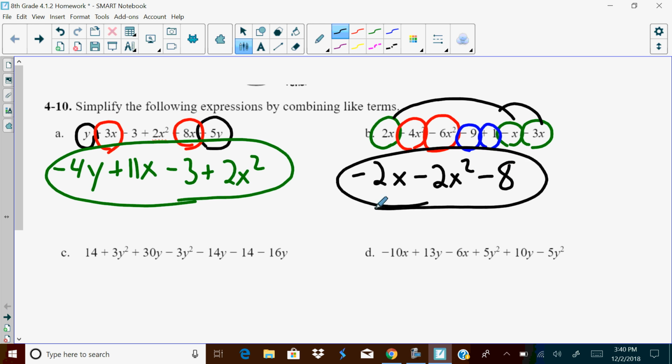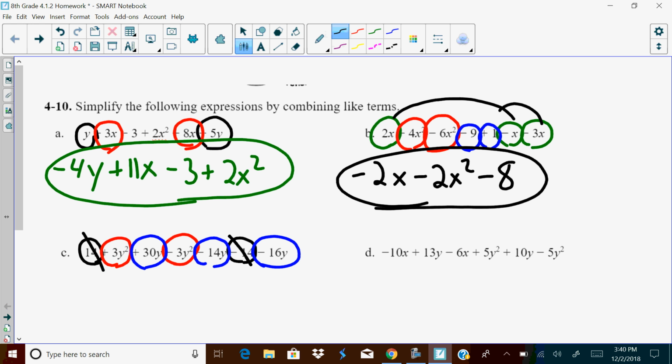For C, I have a 14 and a negative 14. I have a 3y squared and a negative 3y squared. And then I have a 30y, negative 14y, and a 16y. So when I combine all of those, these cancel, and all of those cancel. So I'm just left with 0.